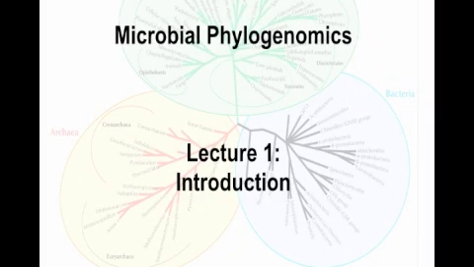This is microbial phylogenomics. I'm Jonathan Eisen. I'm a professor in a bunch of different places. My lab is in the Genome Center, as many people here know.